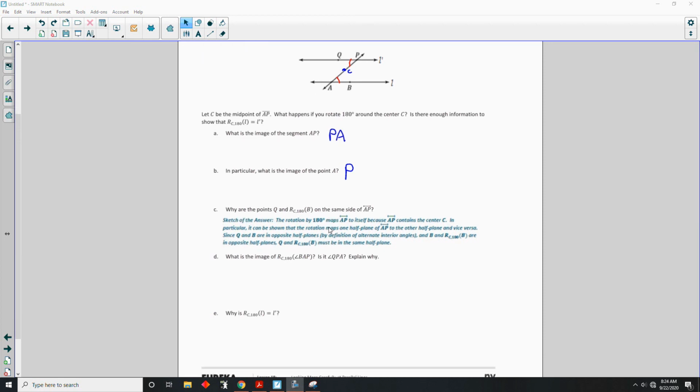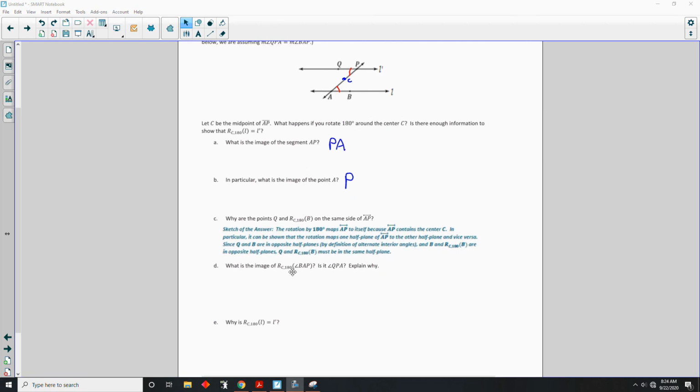All right. D says, what is the image of the rotation around C, 180 degrees, of angle BAP? Well, B will become Q, A will become P, so you'd say BAP, and P would become A, so that would end up being angle QPA. So it says, what is the image? Is it angle QPA? And explain why. And the answer is yes, it is.